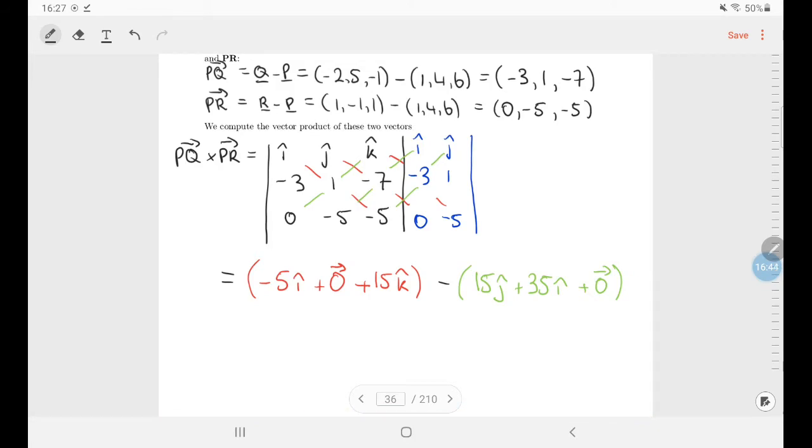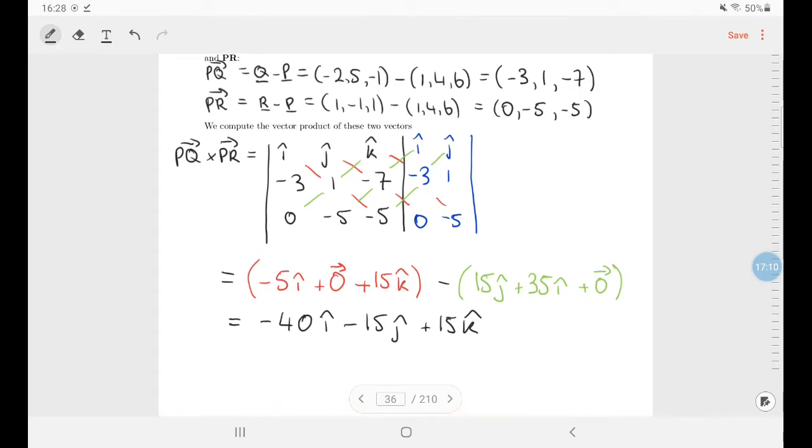Right, so minus 5i minus 35i. I'm going to check the answer to this. I'm a little bit dubious. It's minus 40i. There's no j's here. So it's just minus 15j. And then it's just plus 15k. Now, actually, here's a great thing we can do to check our answer.